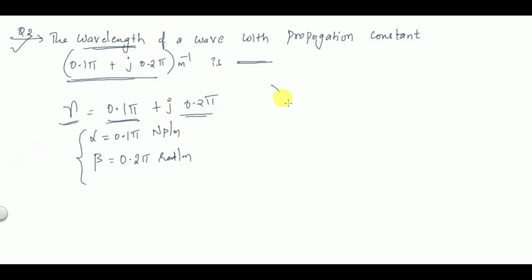Once you have the beta value, lambda is 2 pi by beta, so the wavelength is 2 pi by 0.2 pi. Pi and pi get cancelled, so it will be 10 meters. Very simple problem. This type of questions may also be asked.